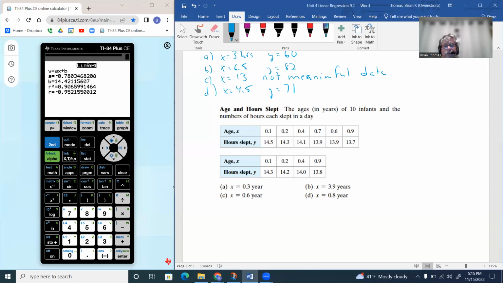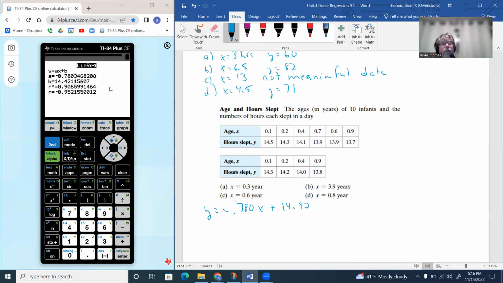So Y is going to equal, then this A is going to be the negative. Notice how it is a negative slope, negative 0.780 X plus, then our B is going to be 14.42, I should say. Okay, so let me get that fixed there. 14.42.